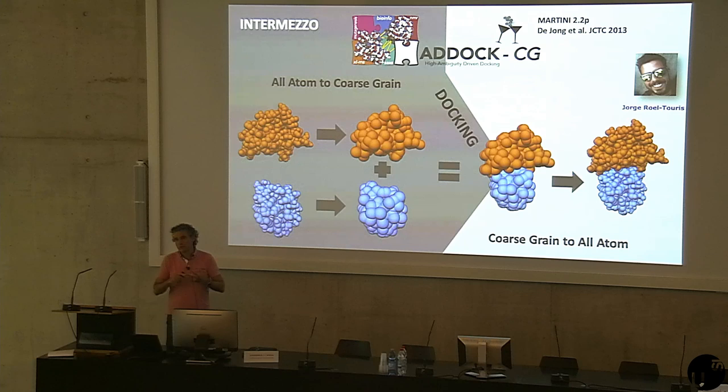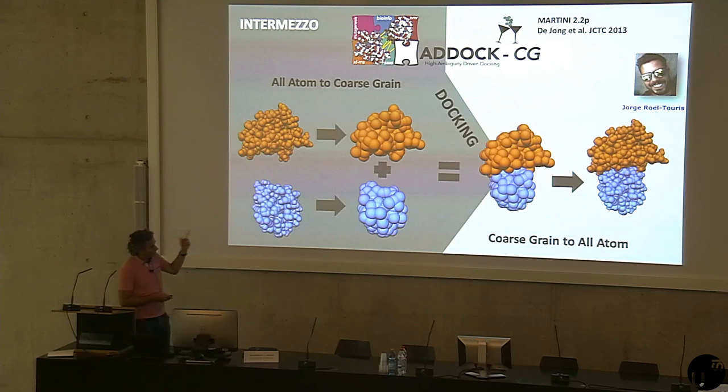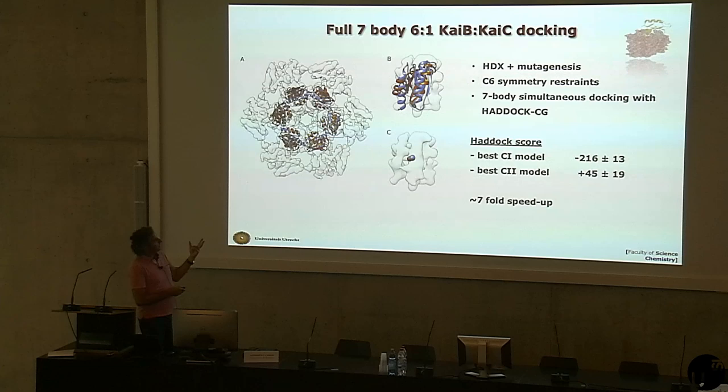This has just been published in JCTC. That's the Martini reference, but the Haddock Martini paper is also out in JCTC. So we took now the KaiC molecule. We took the same information that we used in the previous work, so HD exchange and mutagenesis. Instead of docking one KaiB onto one binding site, now we're going to dock six KaiB simultaneously onto KaiC. So it's a 7-body docking problem.